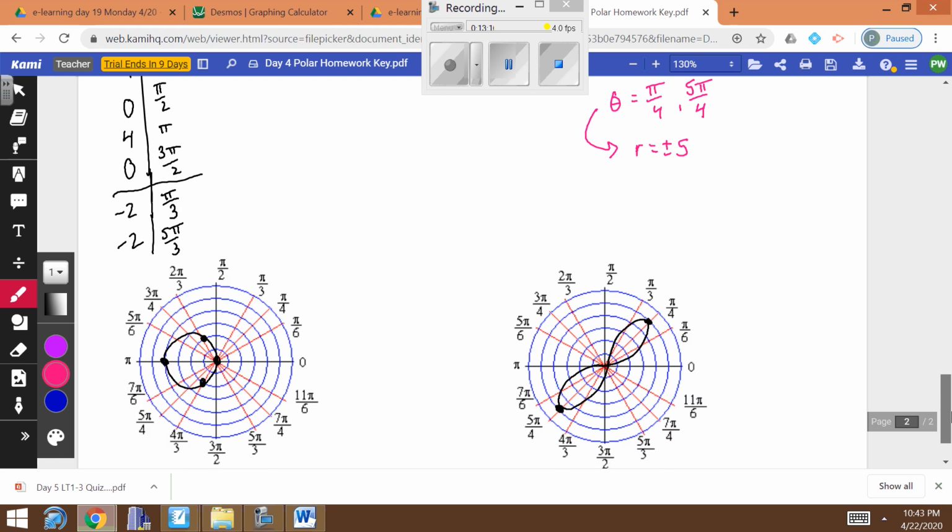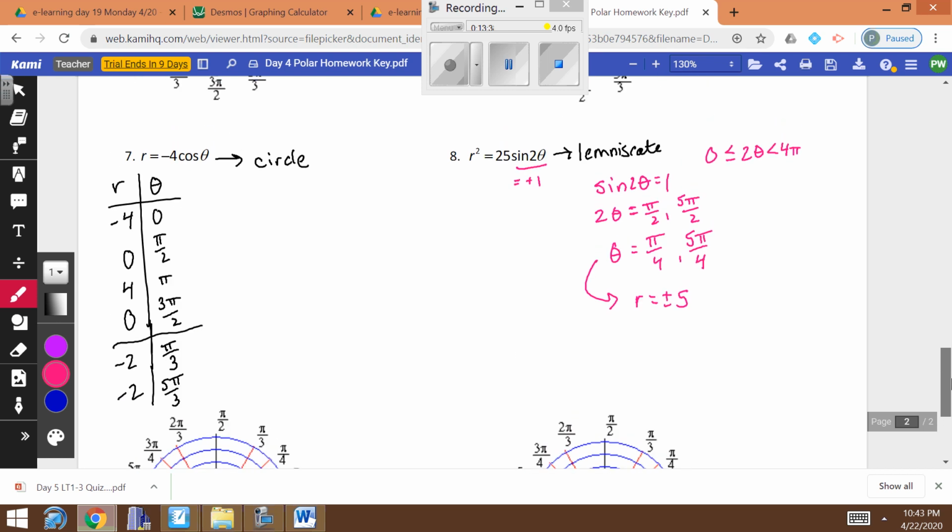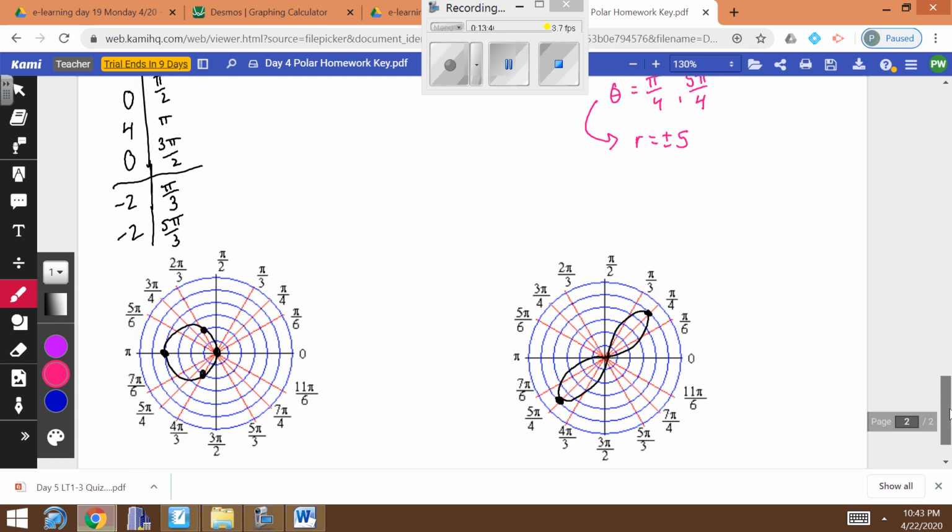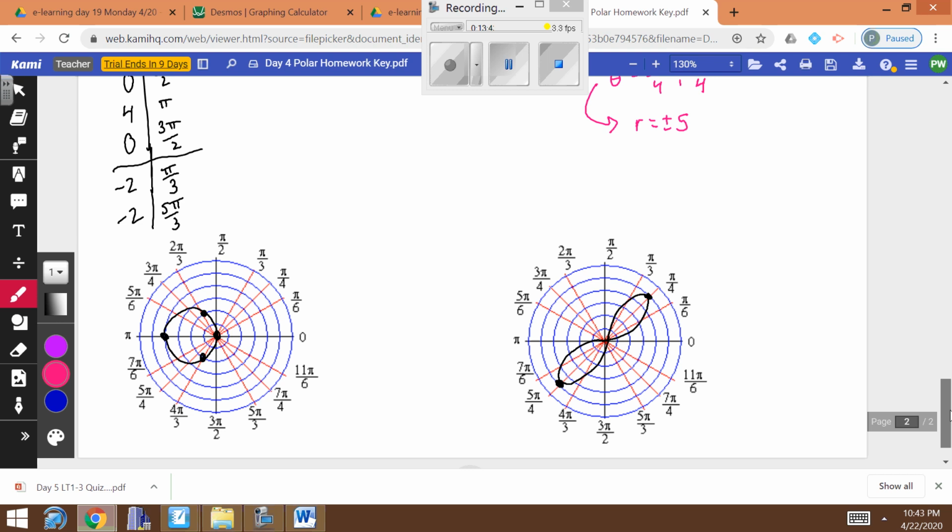We know it's cosine, so we know it's symmetric to the horizontal axis. Since it's negative, it's going to be going to the left, and we know it's a circle. Again, you'll notice I found the pi over 3 points. I did pi over 3 and 5 pi over 3. Those got the -2 values right there. If you did 2 pi over 3 and 4 pi over 3, you would have gotten +2 as your value, which is fine as well. So again, that just helps us round out that curve.